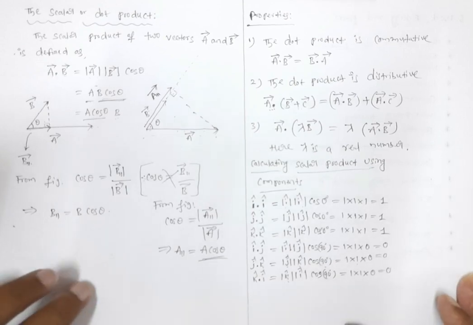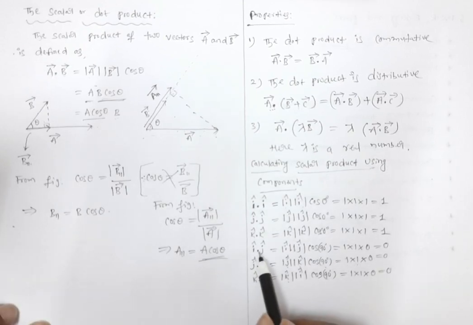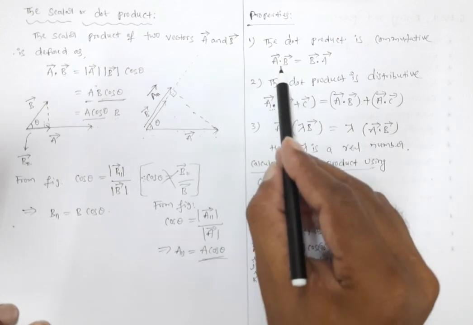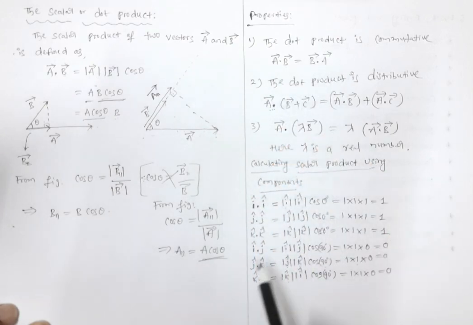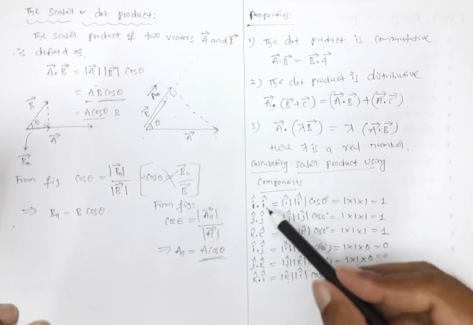0. So here, see guys, i dot j. Here we have already seen a bar dot b bar equals b bar dot a bar. That means i dot j or j dot i, both are the same. So i dot j equals 0. Then j dot i is also equal to 0. In a similar manner, j cap dot k cap is equal to 0. Then k cap dot j cap is also equal to 0. So k cap dot i cap is equal to 0, then i cap dot k cap is also equal to 0.